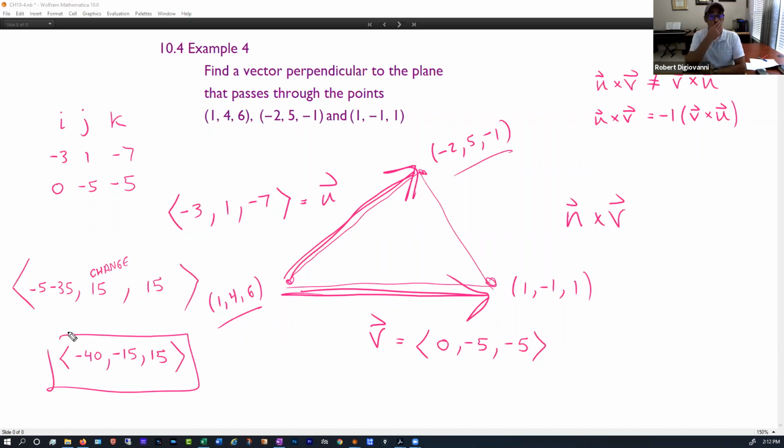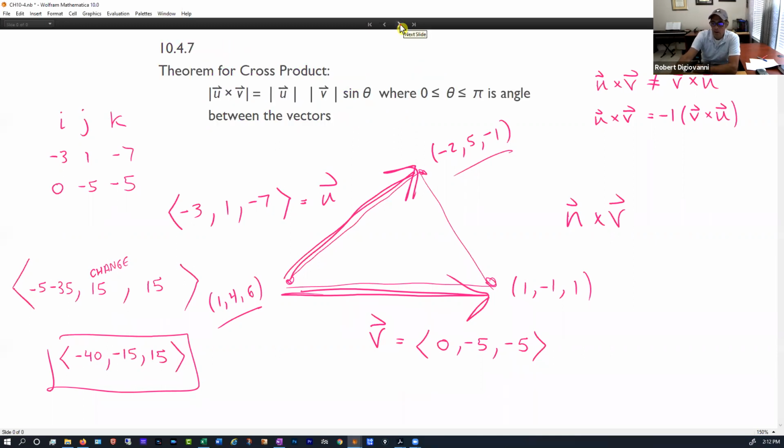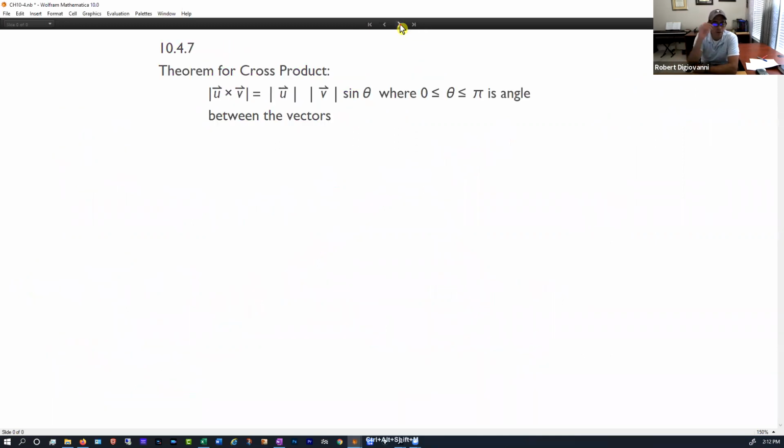Anyone else get that? Yeah, okay, so there it is. That vector is perpendicular to both of those. Well, I should say that is a vector that is perpendicular to that plane with those 3 points. Questions before I move on? All right. Sure, I had a question.